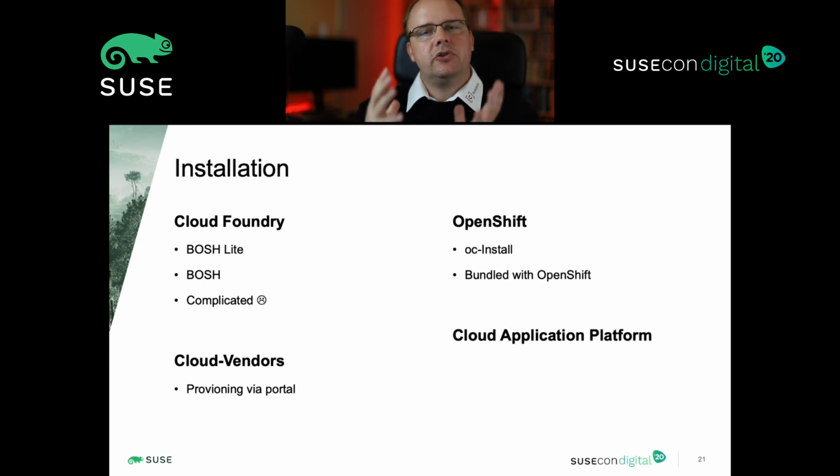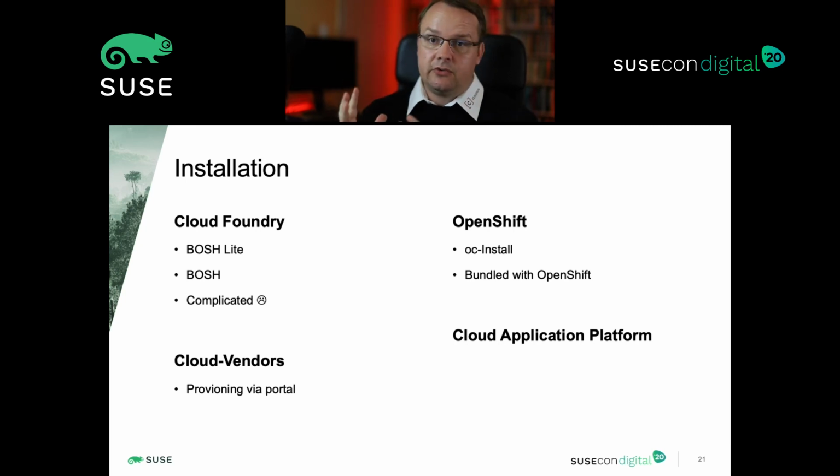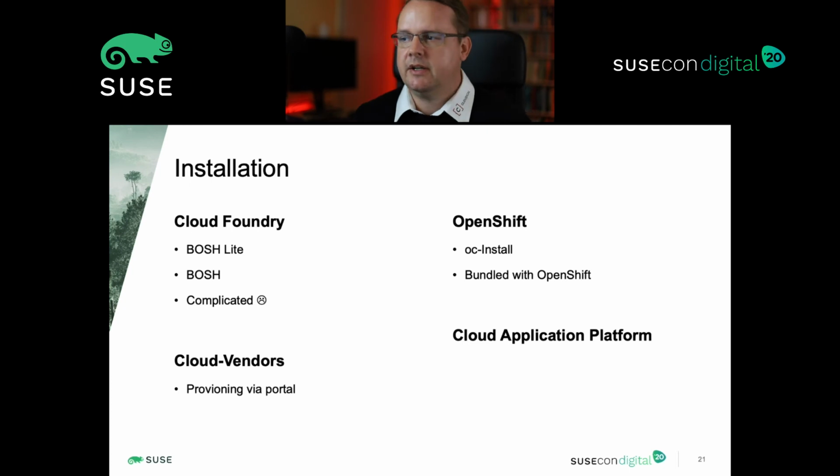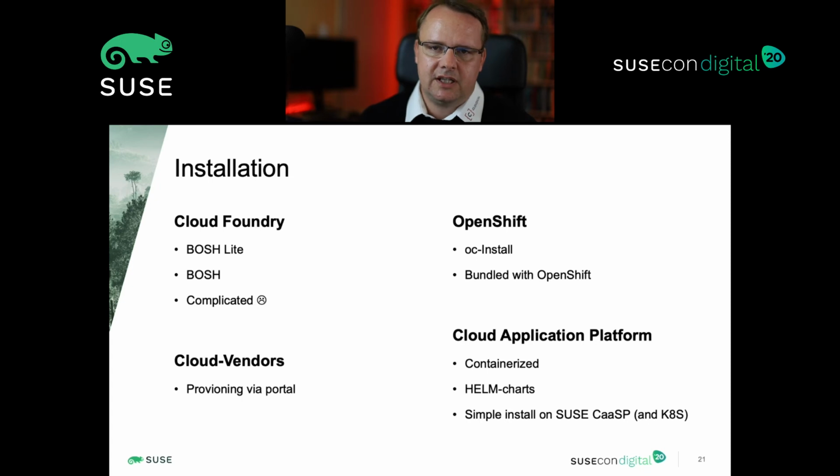And that is why you want to choose an enterprise-grade kind of Cloud Foundry solution over the community-based one, because SUSE Cloud Application Platform is containerized. You just roll it out using Helm charts. And it is a very, very simple install on SUSE Container as a Services platform, as well as other Kubernetes environments.